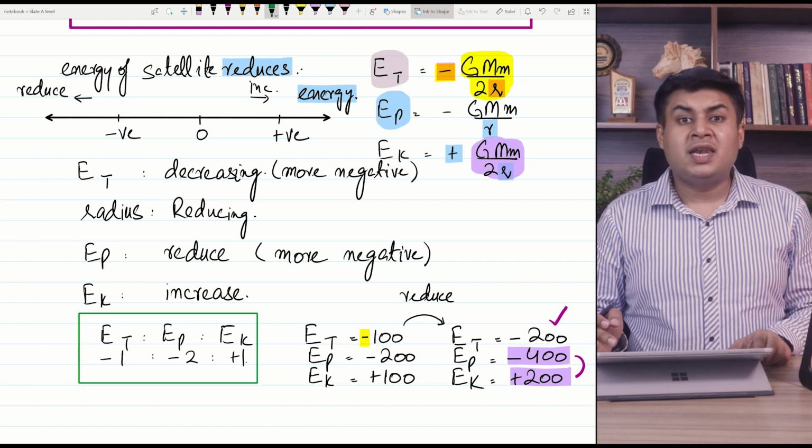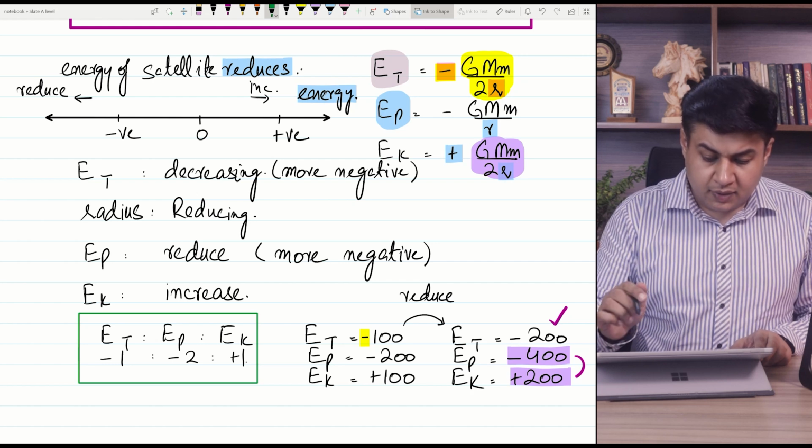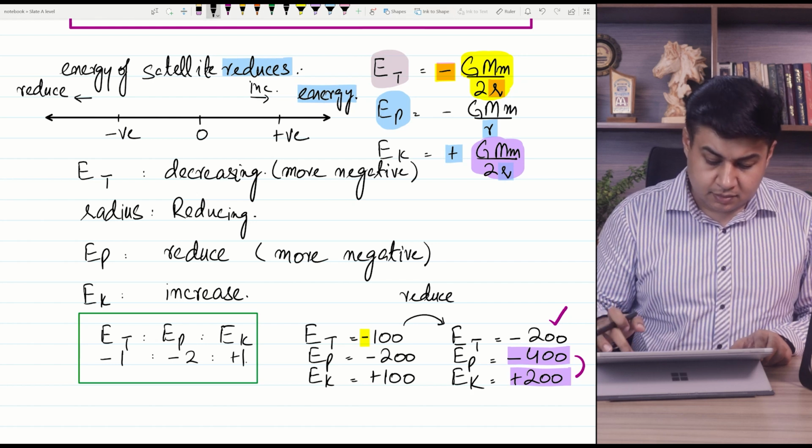So now we are in a situation to do a question related to satellite. Here we have a question in front of us. Let's do this question.